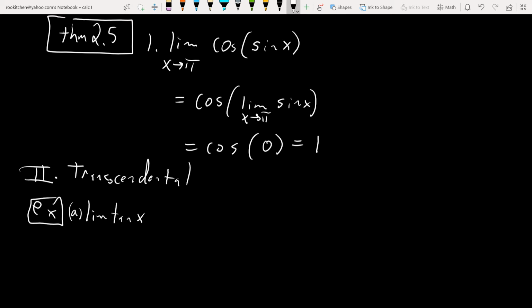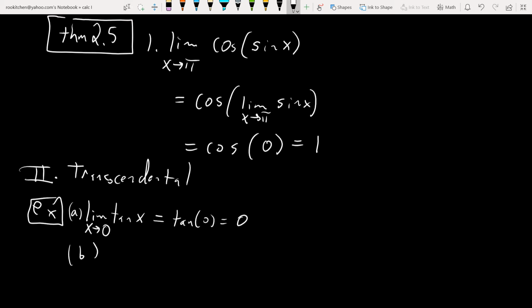But for any value other than like pi over 2, or 3 pi over 2, or 5 pi over 2, you can figure out the limit. So here the limit is tan; as x goes to 0, tan of x is just tan of 0, right? So that's just going to be 0.